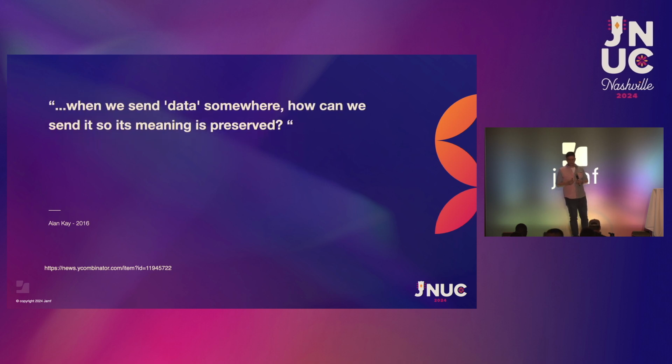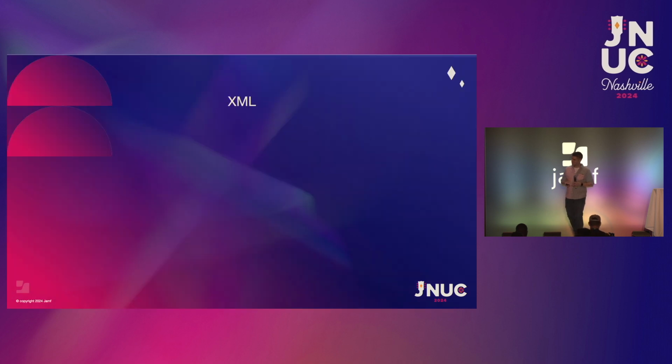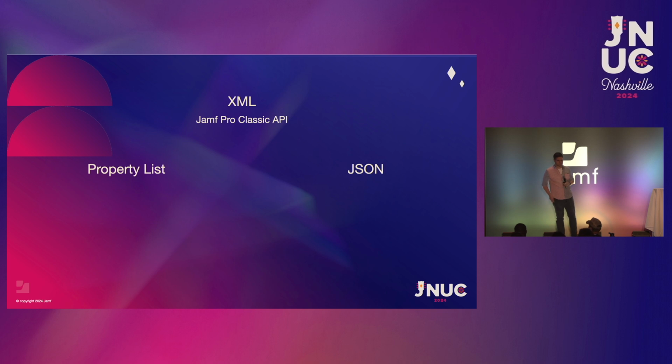Right? So if we just take a bunch of data and throw it in a file, it's going to be just a bunch of bits, a bunch of bytes, a bunch of letters and numbers and symbols. What gives it meaning? What tells us what the relationships between that data inside of that file are? And the three formats that we're going to talk about: XML, property list, and JSON.